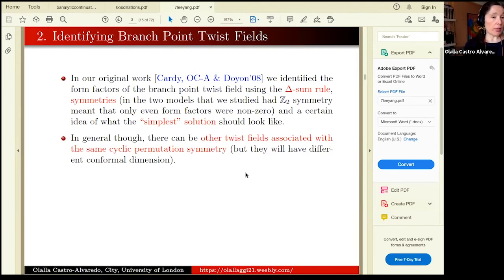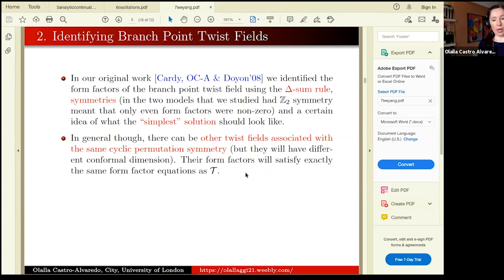But in general, there can be other twist fields associated with the same cyclic permutation symmetry, which are different from T. We're always talking about this twist field T, but the question is, can there be other twist fields that satisfy the same equations? That's what I'm trying to say. If there are, they should have a different conformal dimension, and we should try to understand them. Is there any theory where this happens? The answer is yes, there are many theories, but at least one that I have studied. So I'm going to tell you about that one.